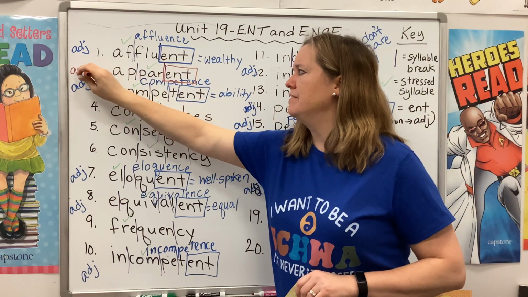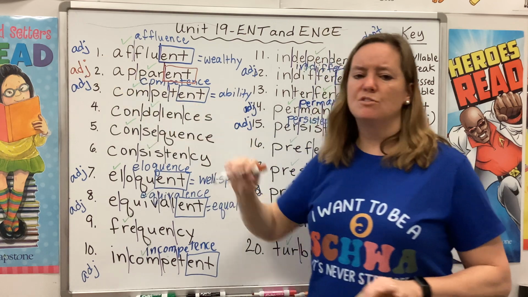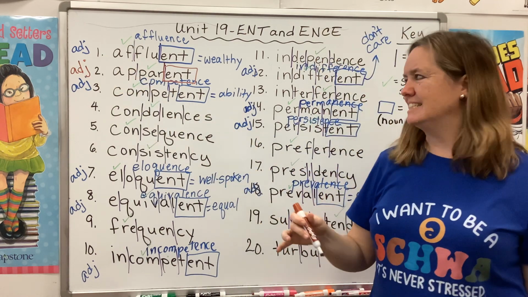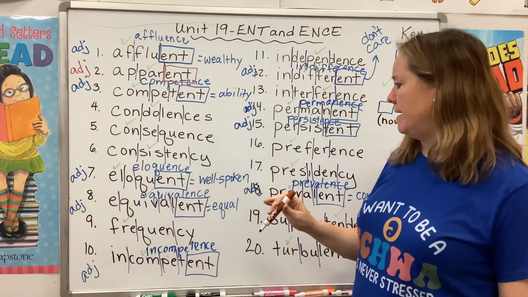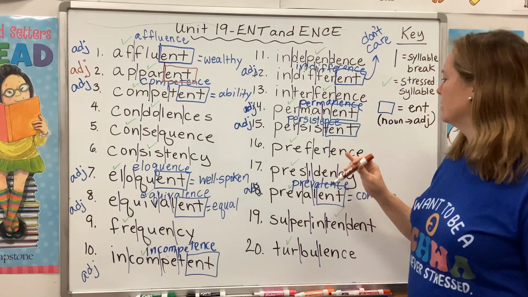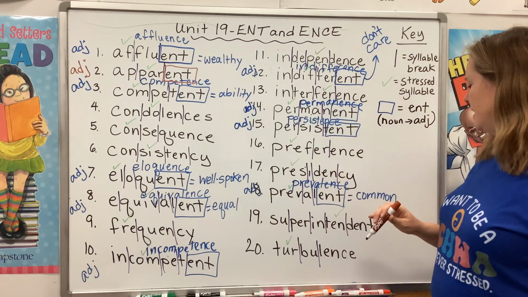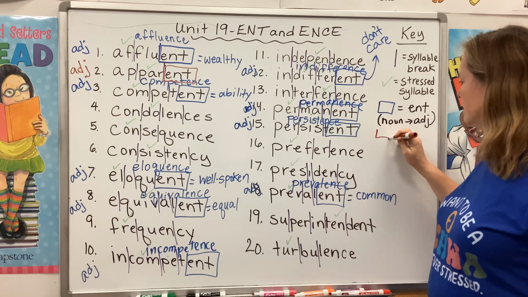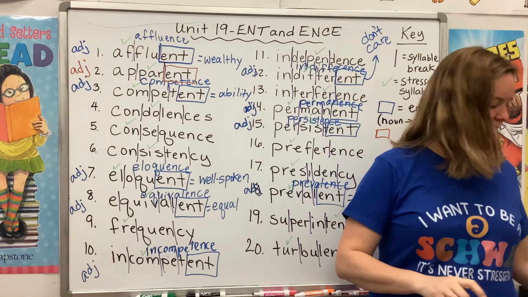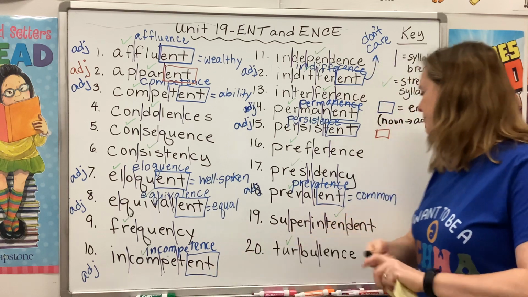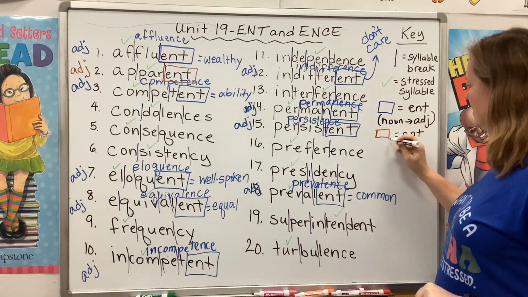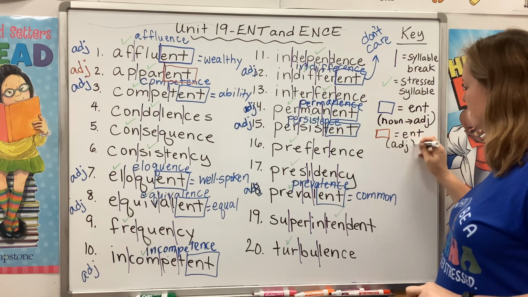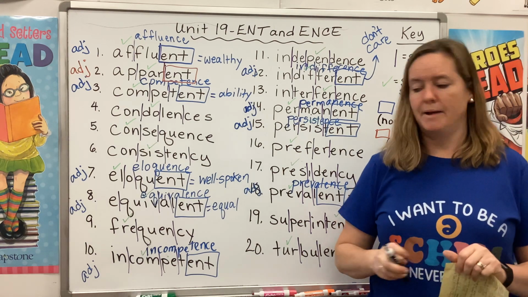That's an adjective, but there's no noun form. Appearance isn't a word. Appearance is a word, but that's totally different. I don't see anything else like that. So for brown, I'm just going to say equals ENT, but that is an adjective, okay?